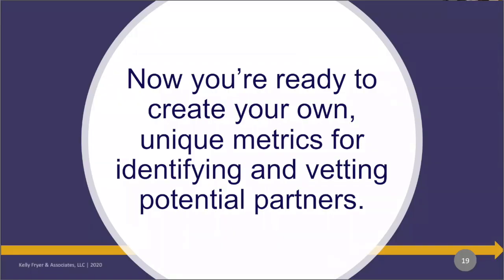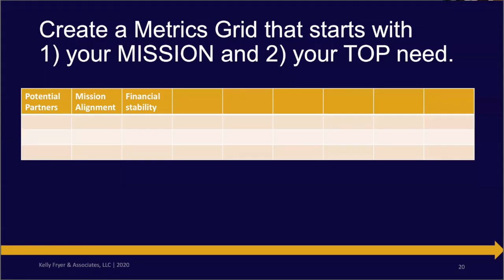Now, once you've done the self-assessment, you're ready to create your own unique metrics for your organization for identifying and vetting potential partners. What does that look like? Well, create a grid. Excel is your friend in this process. Across the top of the grid, you're going to put, first of all, a place where you're going to be listing all of your potential partners.